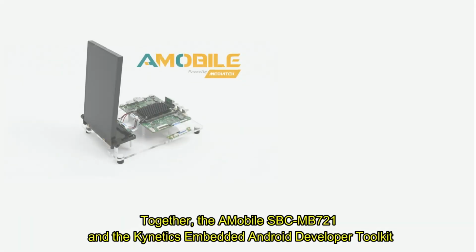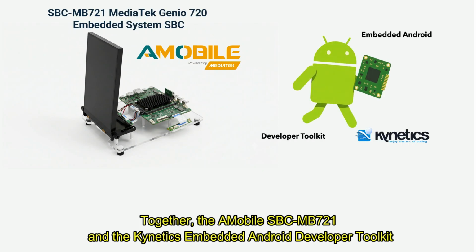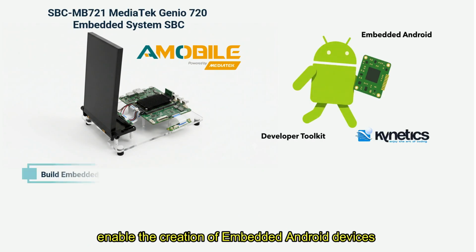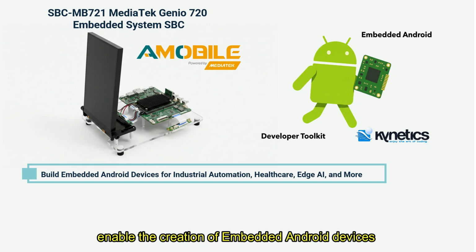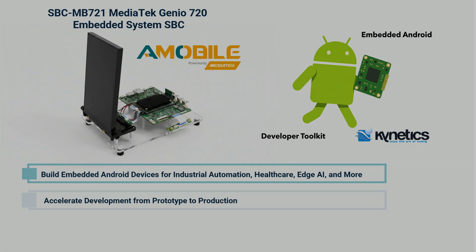Together, the Amobile SBC MB 721 and the Kynetics Embedded Android Developer Toolkit enable the creation of embedded Android devices for industrial automation, healthcare, edge AI, and many other embedded applications, helping teams move faster from prototype to production.